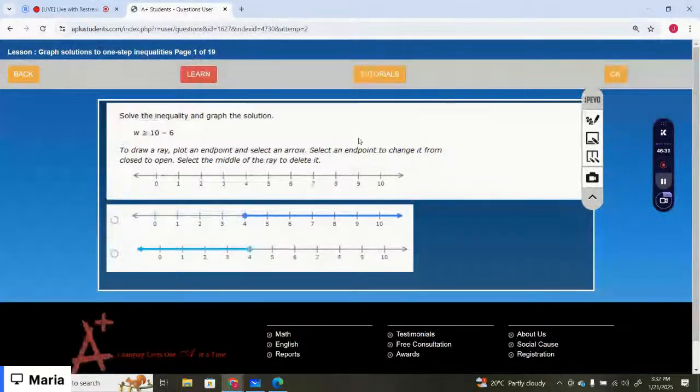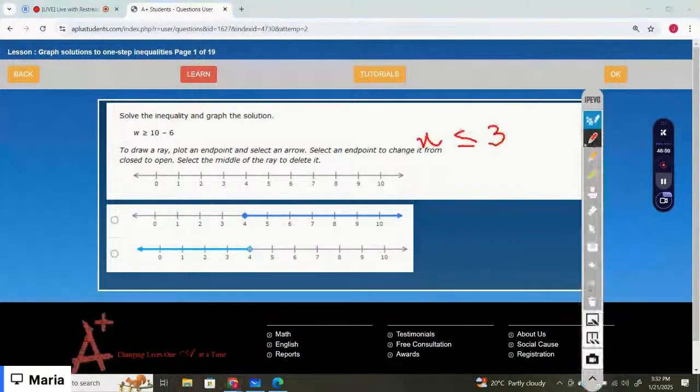Solve the inequality. W is greater than or equal to 10 minus 6. The first thing is you need to solve, right? So 10 minus 6 is 4. That means W is greater than or equal to 4.